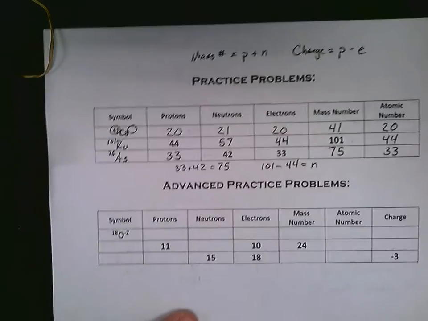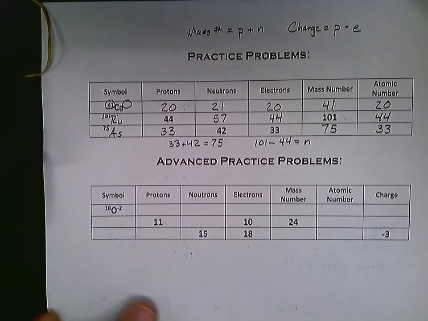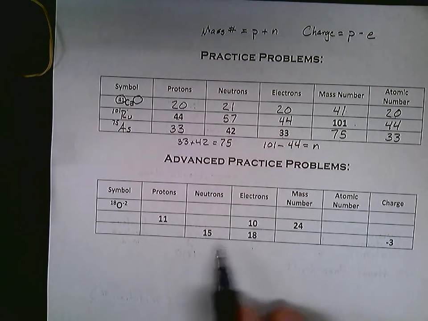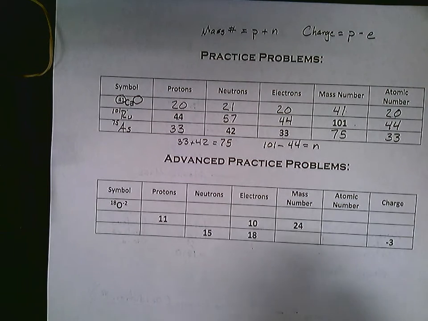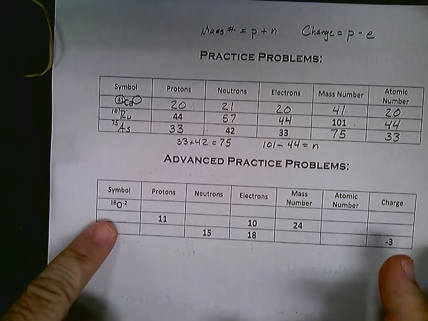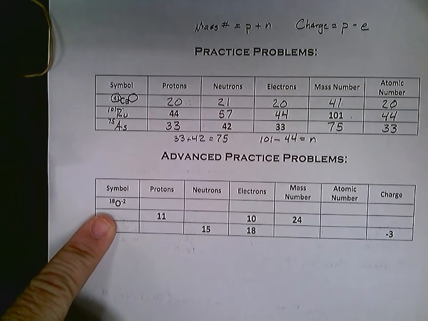So what happens when we start adding charges in? Well, here people tend to start having some troubles because they have a tendency to just randomly fill in numbers. You gotta use the information that you're given. So let's start with one where we're given some basic information where we actually have the symbol.